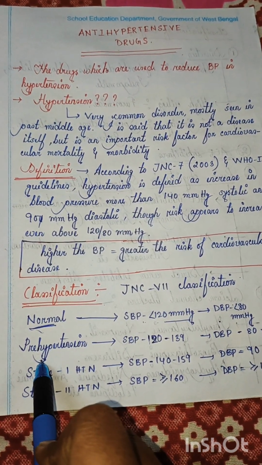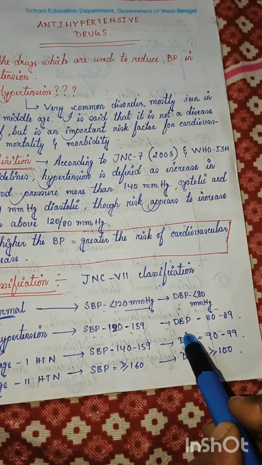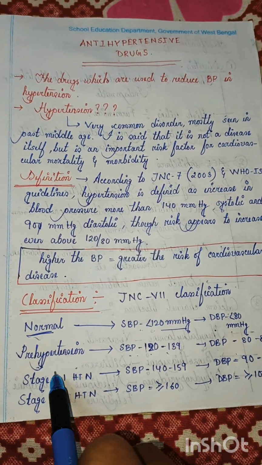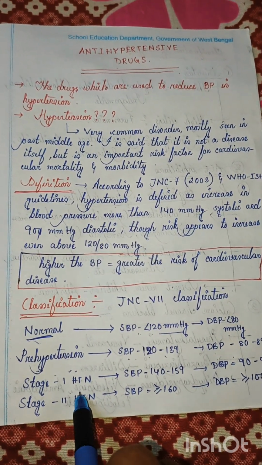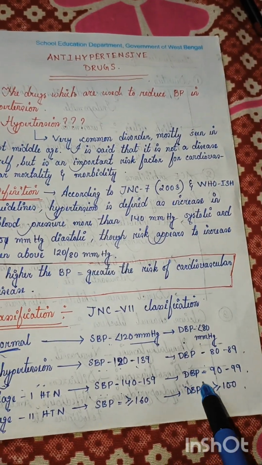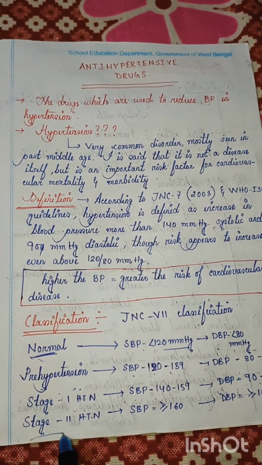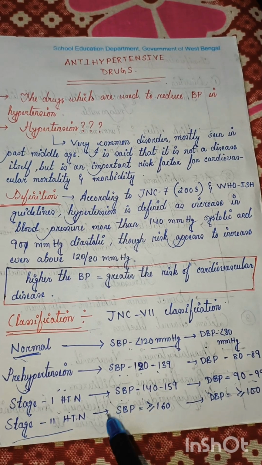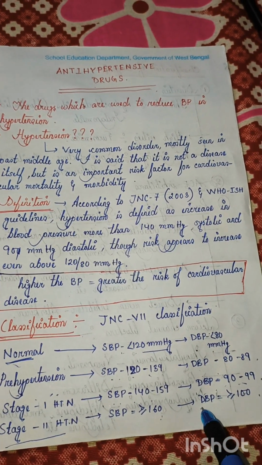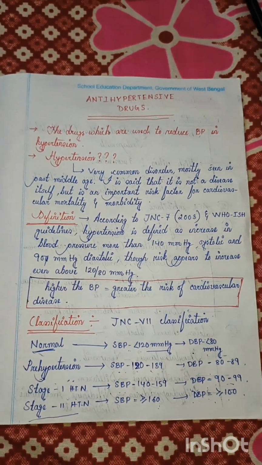Pre-hypertension: patients having a systolic blood pressure of 120 to 139 mm Hg and a diastolic blood pressure of 80 to 89 mm Hg are considered pre-hypertensive. Stage 1 hypertension: systolic blood pressure of 140 to 159 mm Hg and diastolic of 90 to 99 mm Hg. Stage 2 hypertension is when systolic blood pressure is more than or equal to 160 mm Hg and diastolic is more than or equal to 100 mm Hg.